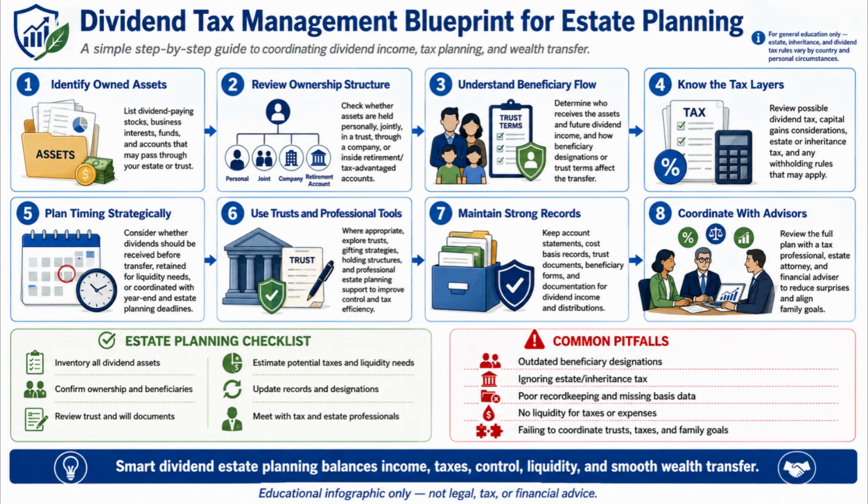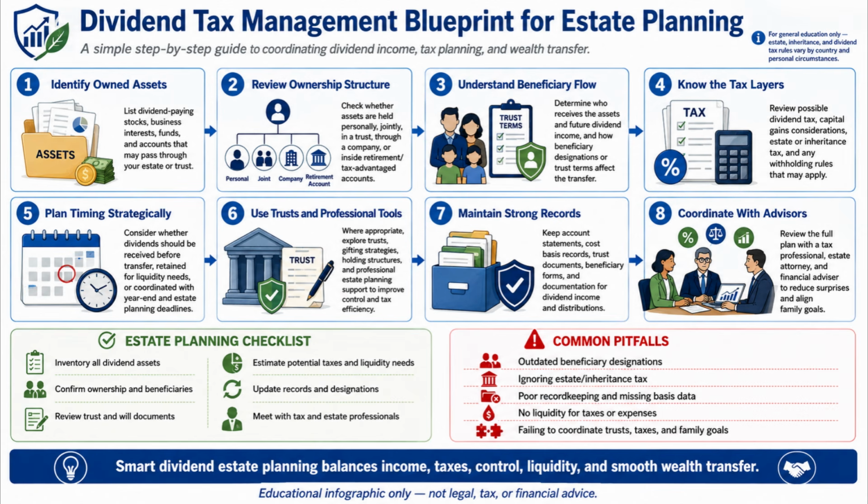Next, it is important to review the ownership structure. Some assets may be owned personally, jointly, through a company, inside a trust, or inside a retirement account. Each ownership type can affect control, taxation, beneficiary rights, and transfer rules. So, before making estate planning decisions, you should know exactly how each asset is held.